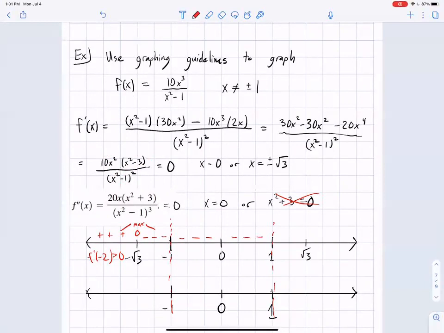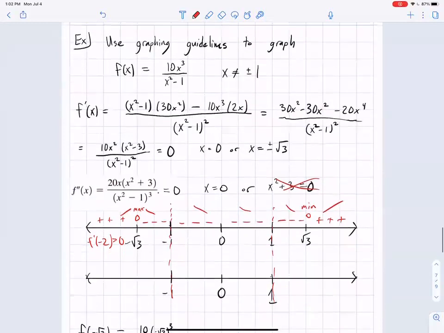So plugging in a number there, it's still negative. Plugging in a number here, still negative. So it's still going to be decreasing. And if we plug in a number bigger than √3, this will be positive, that will be positive, and that's positive, and so we get a positive. And so this is 0, so decreasing, decreasing, increasing, so this is a min. And now we'll look at the concavity.